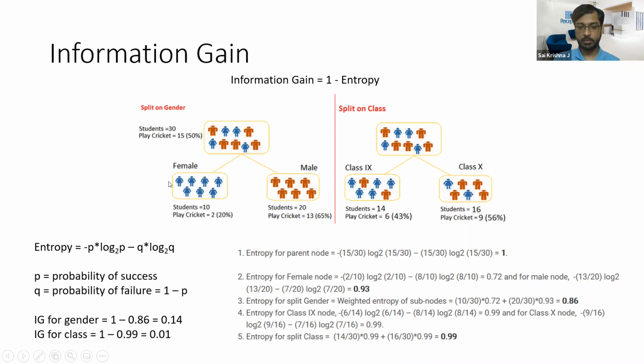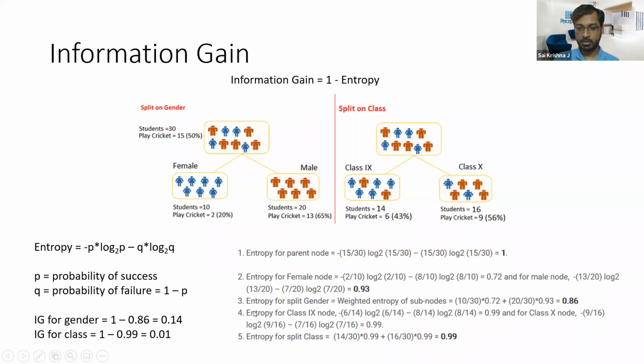So for the female subnode, it will be 2 by 10. So 2 is the value of p, 2 by 10 into log 2 by 10 to the base 2. This formula here is p into log p to the base 2, minus q into log q to the base 2. q is nothing but 8 by 10, that is 10 minus 2. That's 0.72. And similarly for the male node you calculate the same formula. 13 people play cricket, 7 do not play cricket, so this gives you 0.93. Then you take a weighted average, 10 female students and 20 male students out of 30, and the weighted average is 0.86.